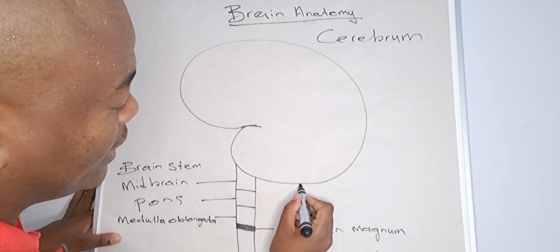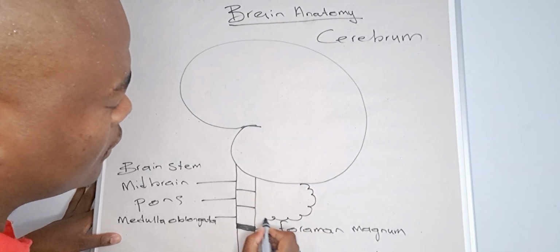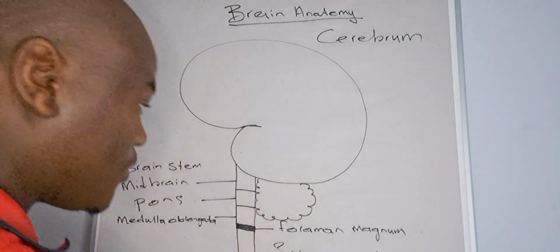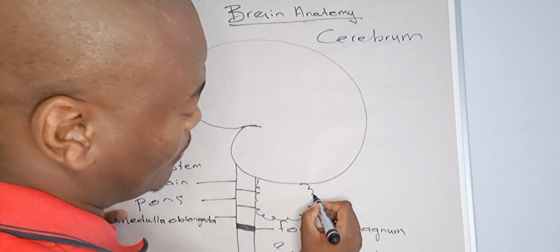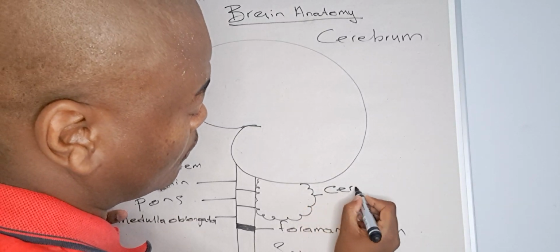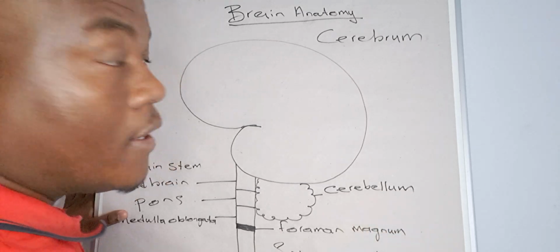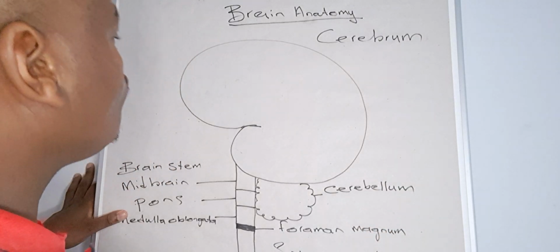Here we have an area that is like this. What is the name of this area? This is your cerebellum. This area is your cerebellum.